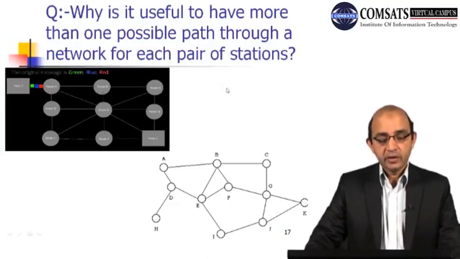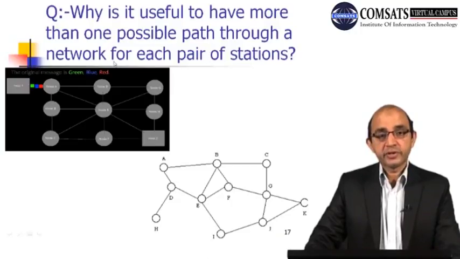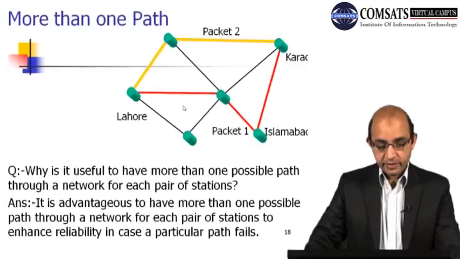In order to have reliability, we must have more than one path, or you can say redundancy. In order to support redundancy, we must have more than one possible path between two stations, right? So here you can see that we have three different locations: Lahore, Karachi, and Islamabad. So here I'm talking about the delivery of packets. So if at this point we have only one path, that is this one, then in case of link disconnection or some other problem, we will be stuck and we cannot transmit the packet.